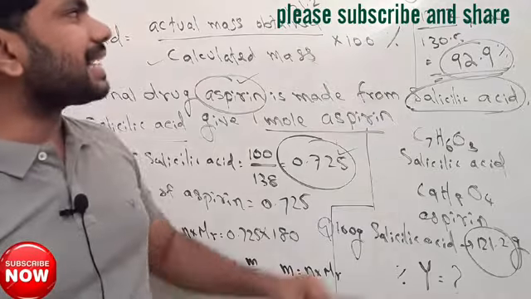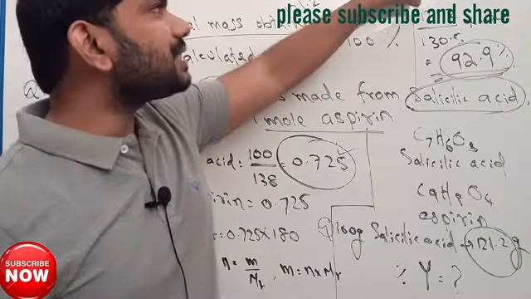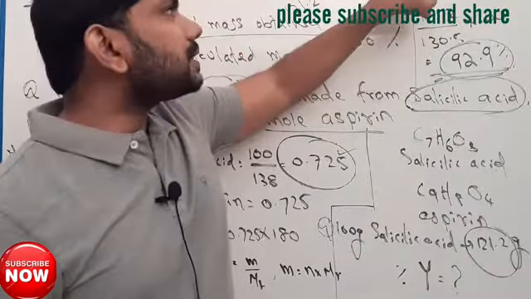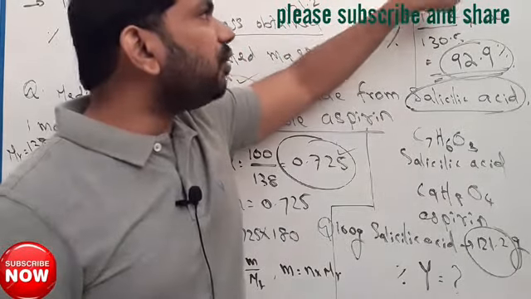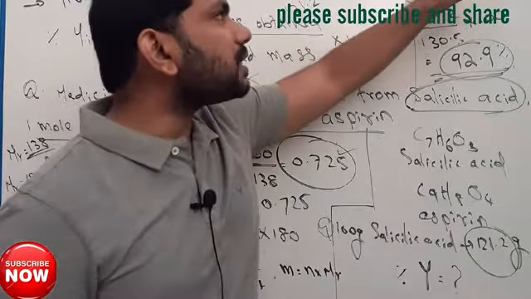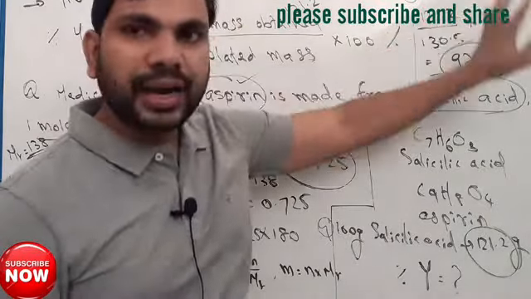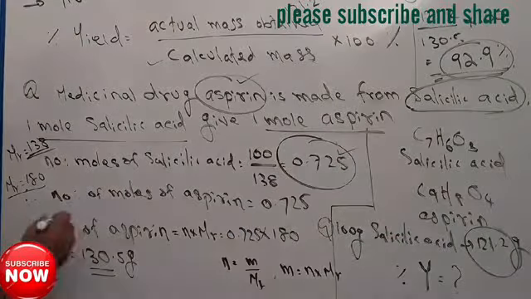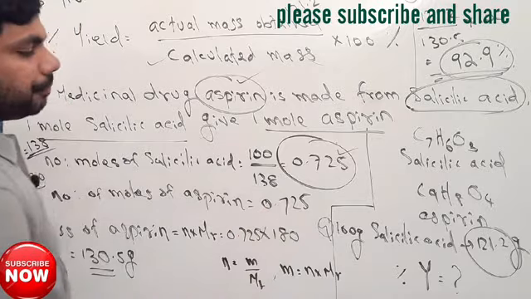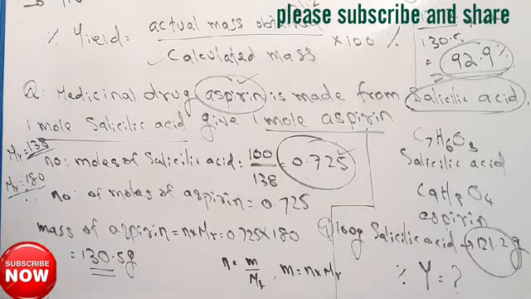Or you can understand like this. 1 mole salicylic acid gives 1 mole aspirin. So you can say 0.725 moles of salicylic acid gives 0.725 moles of aspirin. So here you got number of moles of aspirin 0.725.